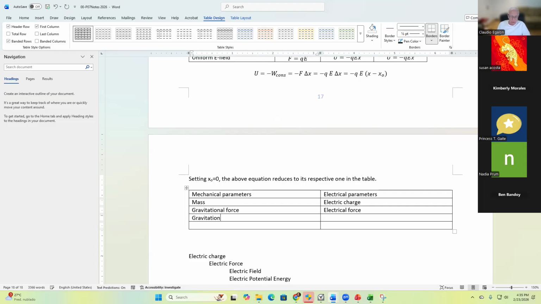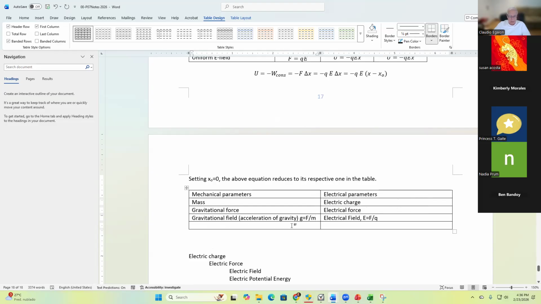Gravitational field. What is the gravitational field? The gravitational field is the acceleration of gravity. I didn't mention that, but that's what it is. And recall, what's the acceleration of gravity? It's just the gravitational force divided by the mass. And here, the electric field is going to be similar. E is the electric force divided by the source of the electric force. That's how you should interpret what goes downstairs. Here's the source of the electric force. Here's the source of the gravitational field.